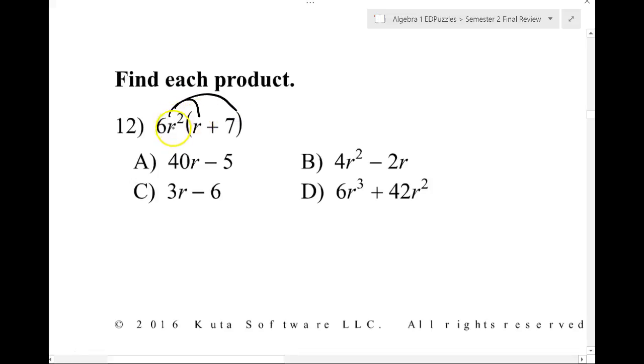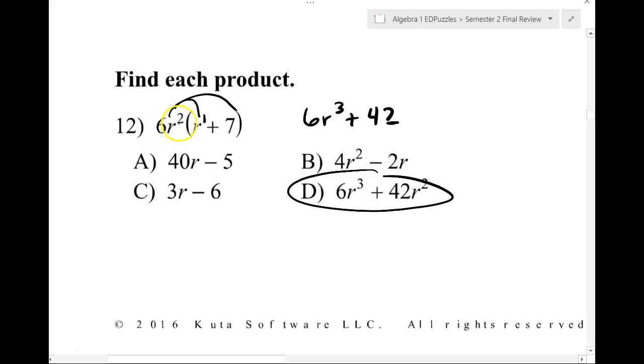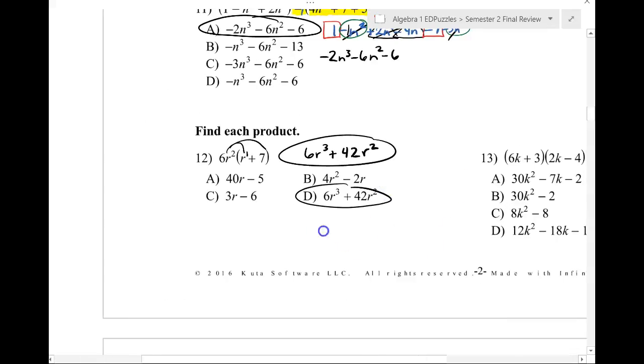Okay, so remember, if I do variable times another variable, you add the exponents. Okay, so now I have 6 times r squared times r to the 1, so that's r cubed. And right away, I don't even have to do the next step. I just know right away it's D, because that's the only one that has 6r cubed. But just to finish it off, then it's 6 times 7, which is 42, and then there's no r variable to multiply times r squared, so it's still r squared.